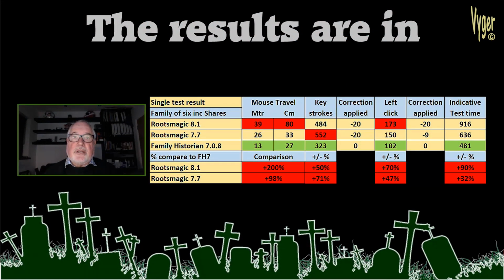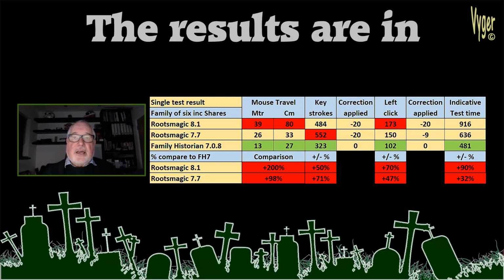Well, the results are in and it doesn't look good for Rootsmagic. It's now confirmed that Rootsmagic 8 is even slower and requires more mouse clicks than version 7. Rootsmagic 8 required an additional 56% of keystrokes compared to Family Historian, and that's after me making discounts. And it requires an additional 70% of left clicks. Whilst they said it wasn't a speed test, I think the time to complete the task is also indicative, and Rootsmagic 8 took me almost twice as long as the same task in Family Historian.